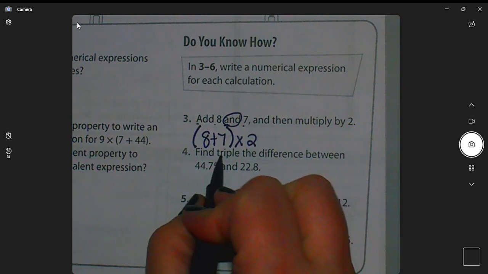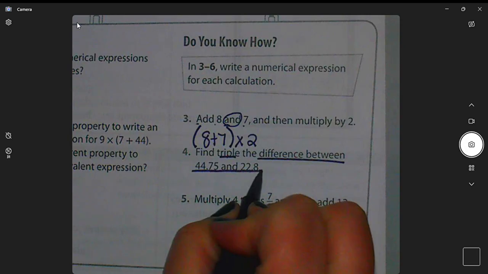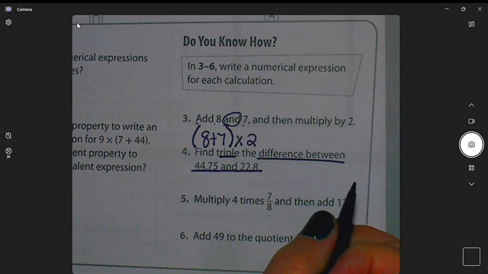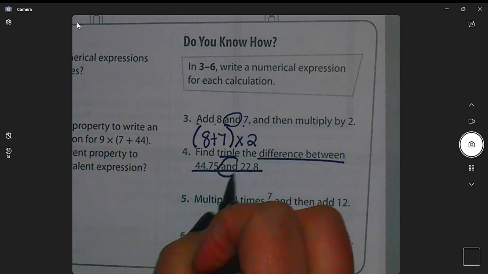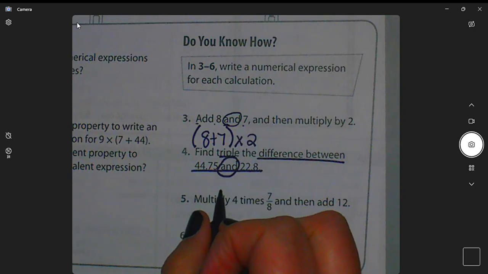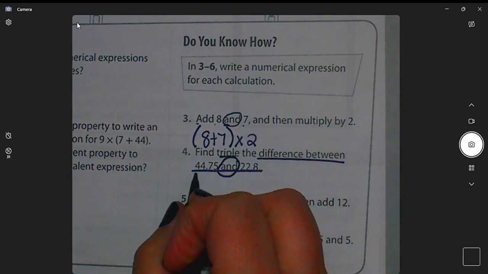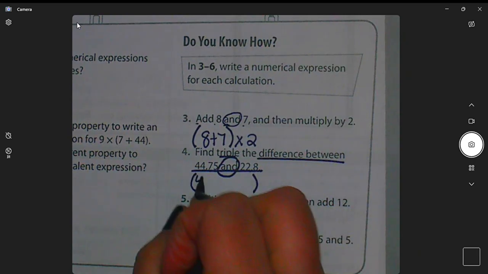Find triple the difference between 44 and 75/100 and 22 and 8/10. Now, if it's asking for a difference, will I be adding or subtracting? Yeah, I'm going to subtract. And because this says and, I know that just like in number 3, those are going to sit inside a parenthesis set because that's telling me they are joined. They are together.